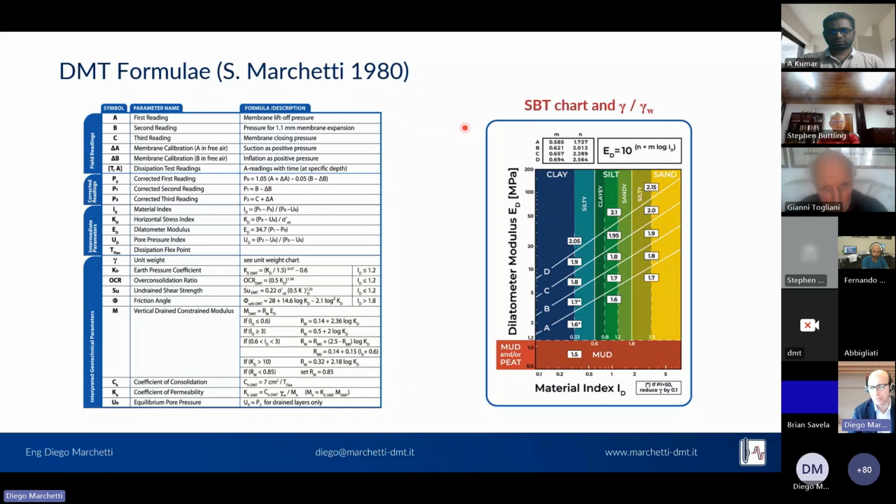The table and the chart on the right show how two pieces of information are obtained from two of the intermediate parameters. On the x-axis, you see the material index ID. On the y-axis, you see the dilatometer modulus ED. So according to where you spot the point on this chart, you will have two pieces of information: the type of soil. For example, if we're on the S of silty clay, it will be a silty clay, and the number in the box, 2.05, determines the unit weight, an estimation of the unit weight expressed as a ratio of unit weight over the unit weight of water.